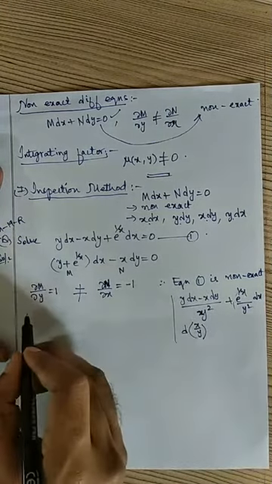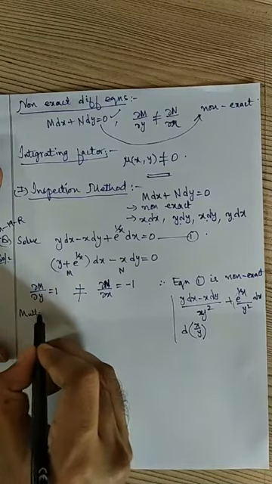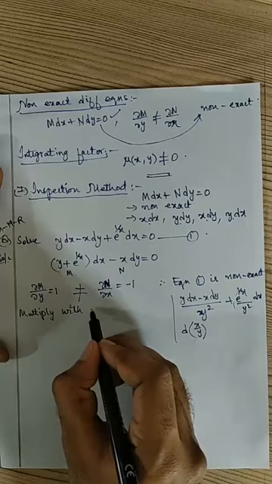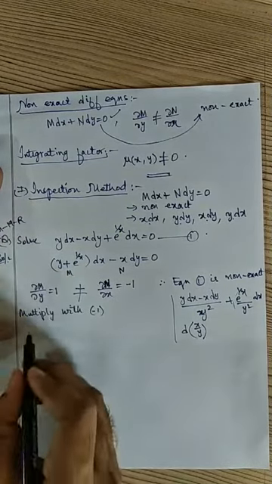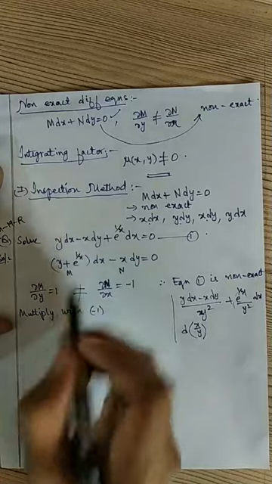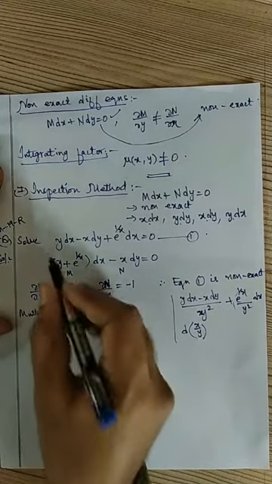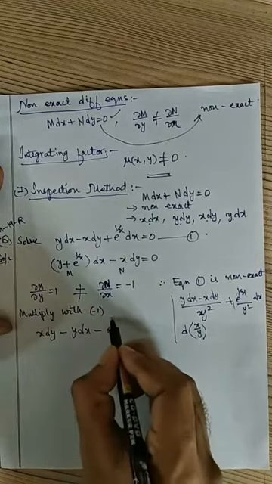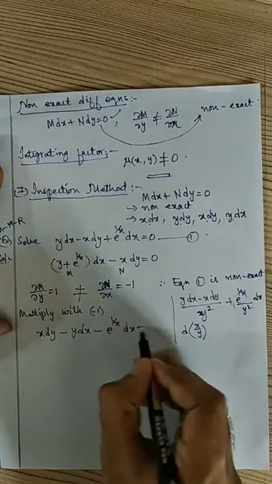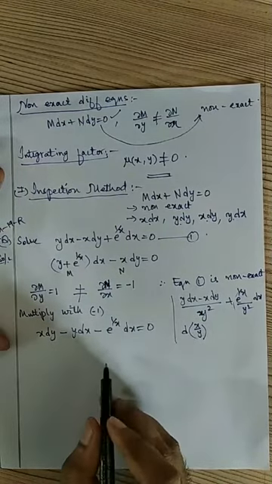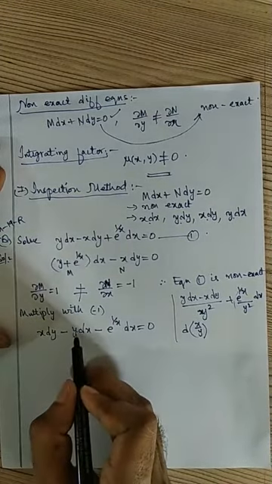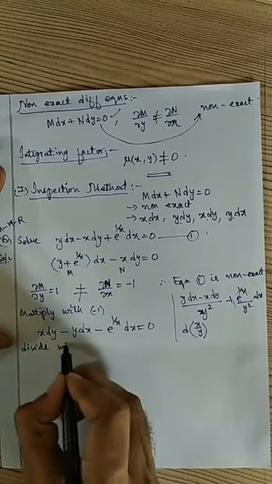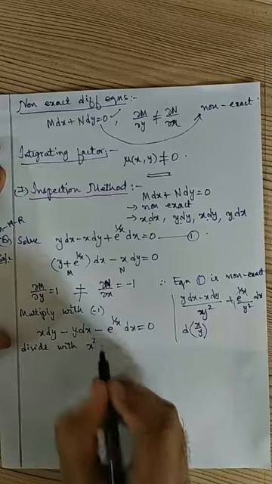First we have to multiply this equation by minus 1. Then what will happen? This minus will become plus x dy, and here minus will come minus y dx, and here minus e power 1 by x dx equal to 0. Now you observe that x dy minus y dx. So I have to divide this equation by x square.